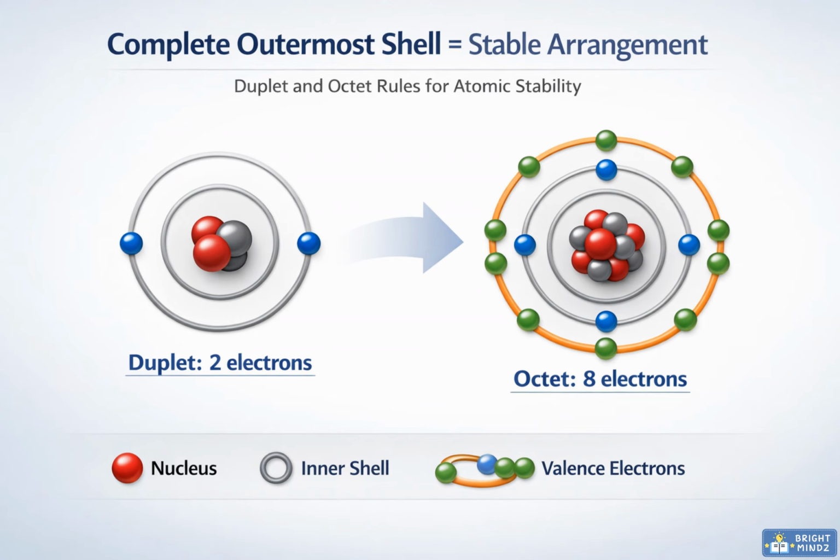For the first shell, full means 2 electrons, called a duplet, as in helium. For most other main group atoms, full means 8 valence electrons, called an octet, as in neon. Atoms with incomplete valence shells tend to gain, lose, or share electrons to reach that stable arrangement.